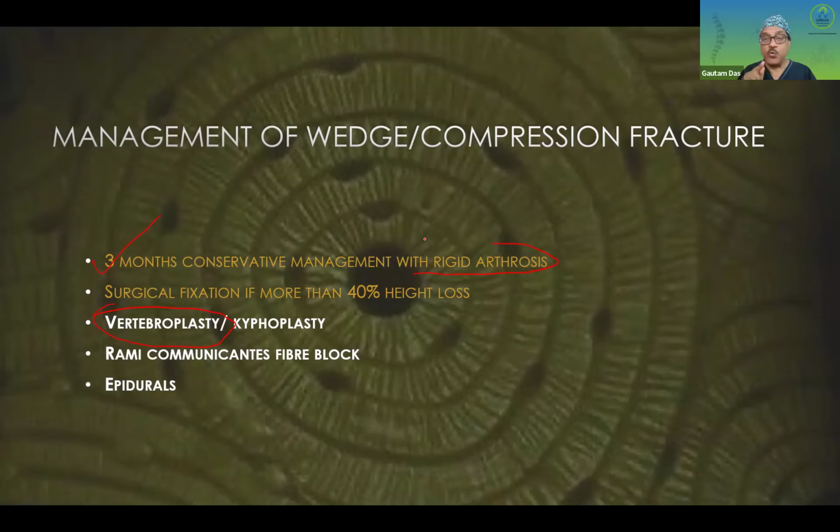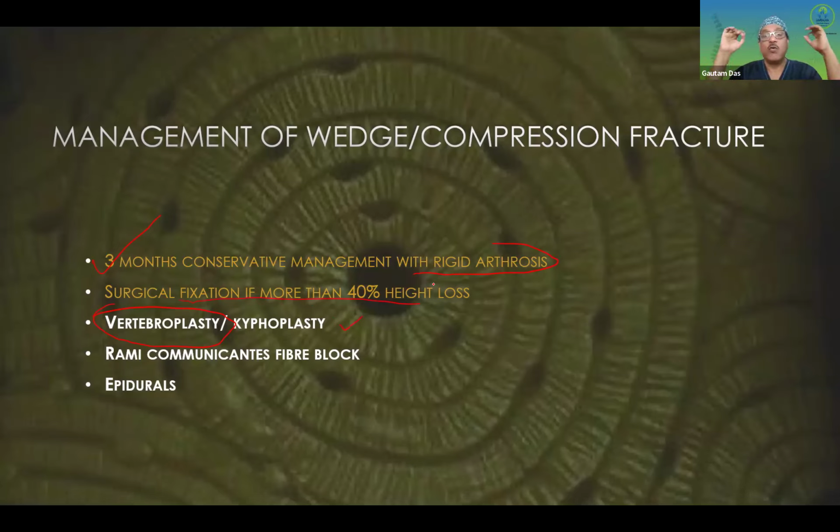Nowadays, in osteoporosis, we try to manage the pain and mobilize the patient, and if needed, you do the vertebroplasty at the beginning. So vertebroplasty and kyphoplasty are very important. Earlier, surgical fixation with a long cage was done. Nowadays, it is not done.